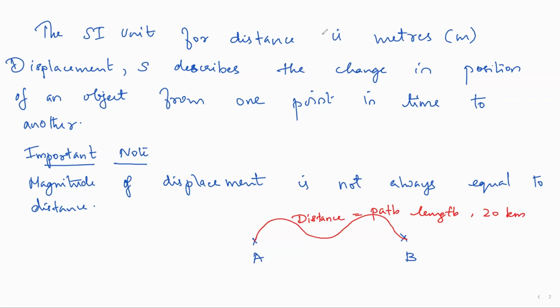And the shortest distance, or the shortest separation between A and B, is termed as displacement. Here, displacement is given by this straight line, so it is not always equal to distance. In this case, it is lower than the distance. For example, it may be 10 kilometers.